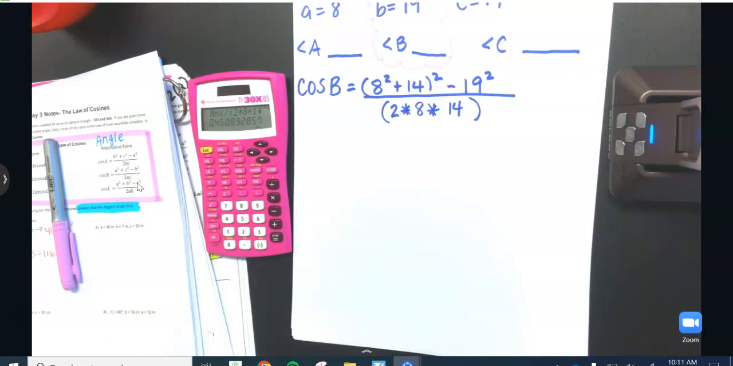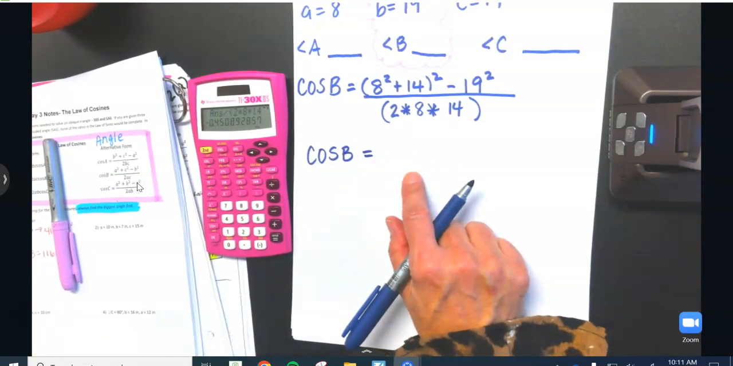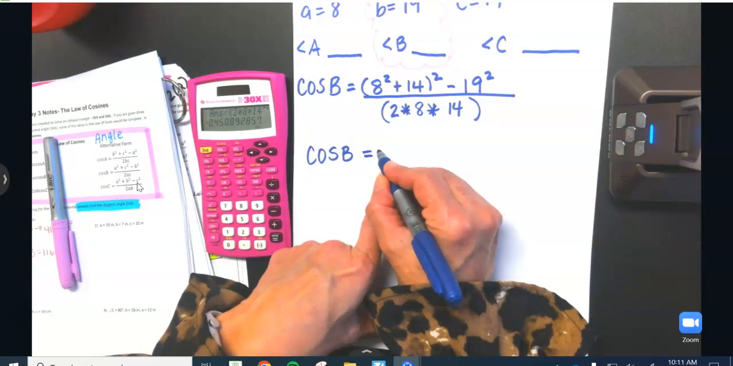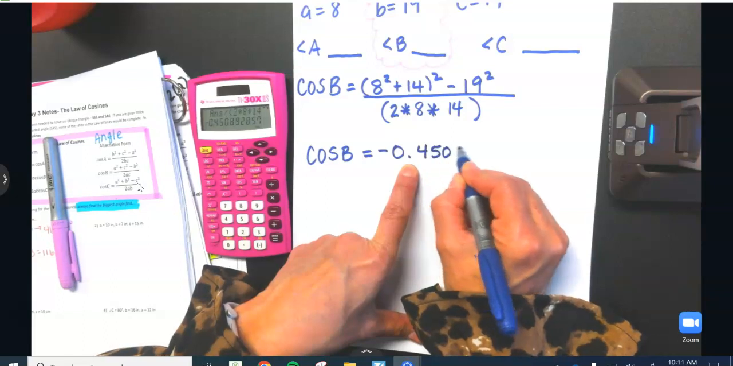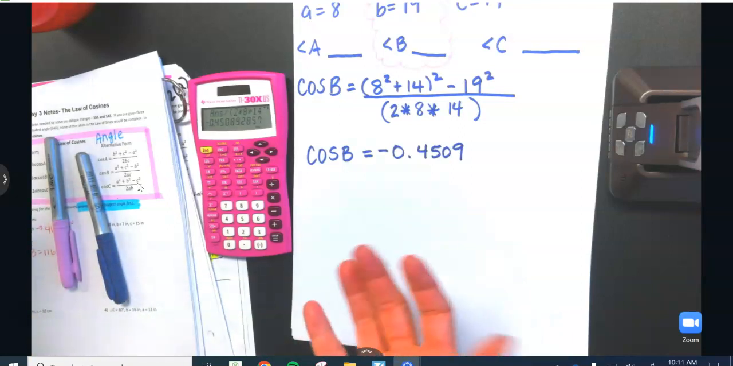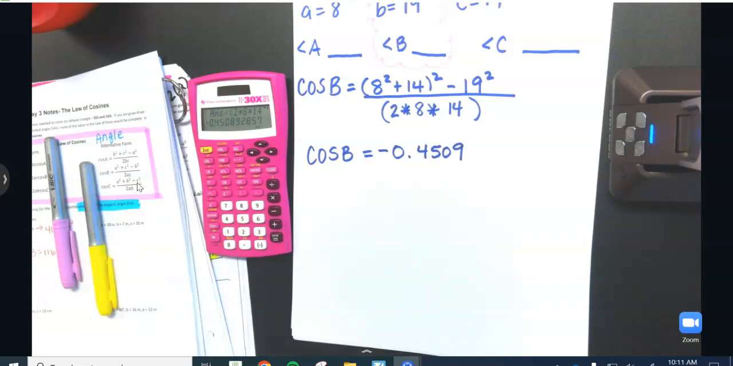So you guys have a negative number for a cosine value. Remember, that's okay. We had negative values for cosine all the time on the unit circle. Don't clear your calculator, but do write the rounded amount. So I'm going to put negative 0.4509. And y'all remember, that's the ratio. How do I get that to degrees? What button are you going to have to push on your calculator to get degrees? Yeah, you're going to have to hit the yellow button.